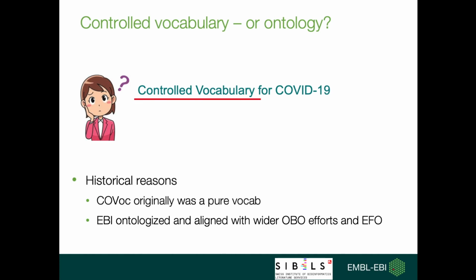There has been some confusion over why COVoc is the controlled vocabulary of COVID-19 when it is in fact an ontology. This is due to a few historical reasons, namely that COVoc was originally just a pure controlled vocabulary, which was organized into a spreadsheet and referred to as the controlled vocabulary for COVID-19, or COVoc. Our team at the EBI then proceeded to ontologize and align the original controlled vocabulary with wider OBO efforts and our own Experimental Factor Ontology.